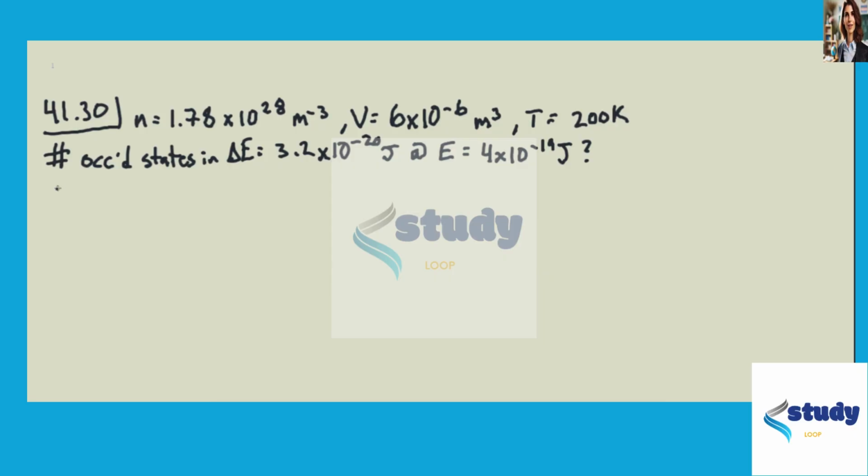So to give us some idea of where we're going, we'll call script N here the number of occupied states. This is equal to the number density of occupied states at the particular energy in question times the volume in question, because this is counting the total number, times the width of the energy range.